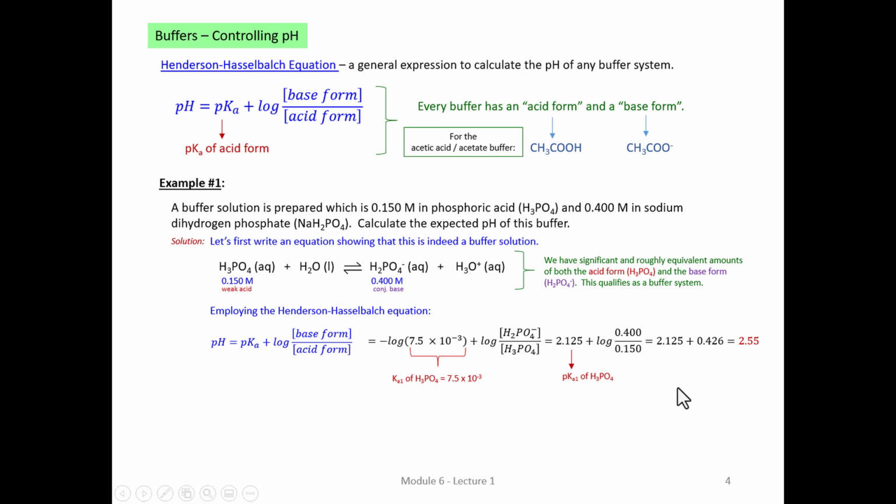I may not have been as careful as I should have been with brackets here. I want you to remember that this is the log of this whole ratio. It's not the log of 0.4 divided by 0.15. It's the log of this whole ratio. I could have put brackets around 0.4 divided by 0.15.